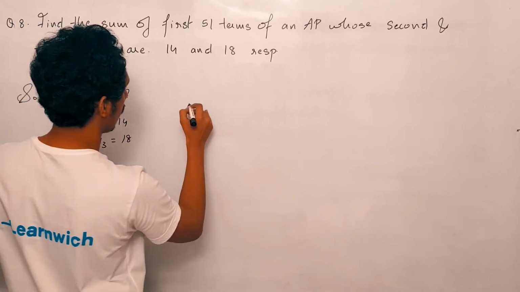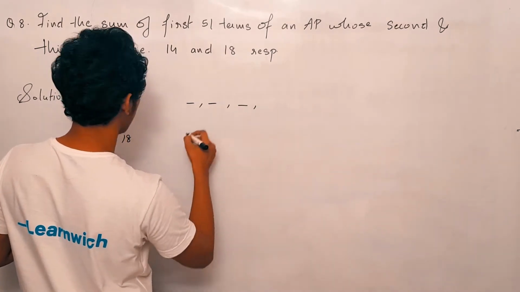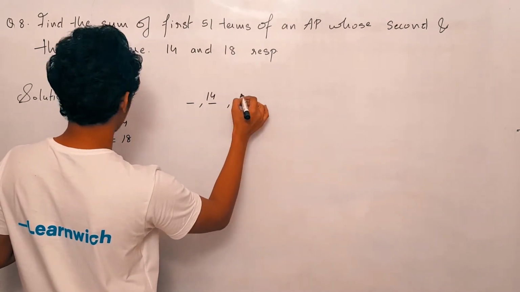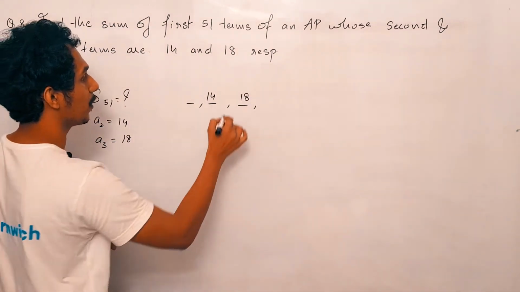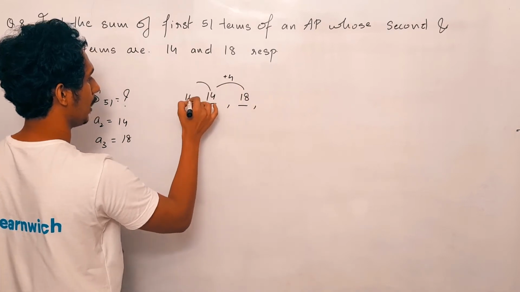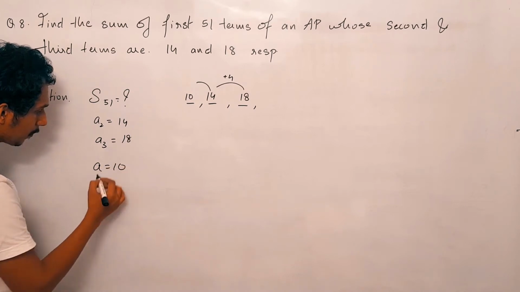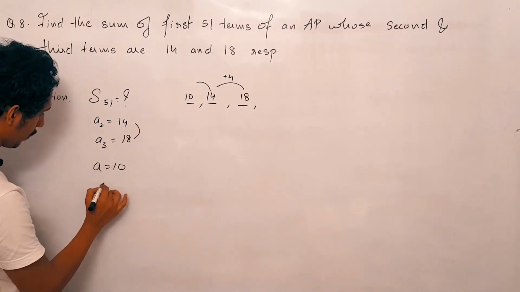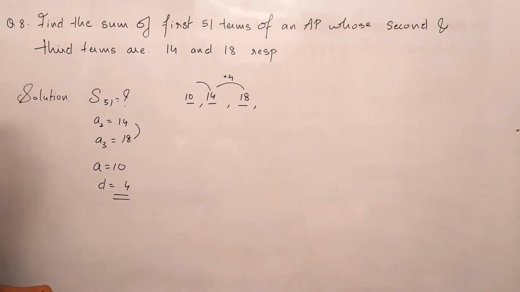Okay, so there was an AP like this. The second term is 14 and third term is 18. So what will be the first term? You can just look by observing. It is 4 less, no? You're adding 4 every time, so this will be 10. So I can directly write a equal to 10, and I also get d is equal to 4. And find the sum of first 51 terms.